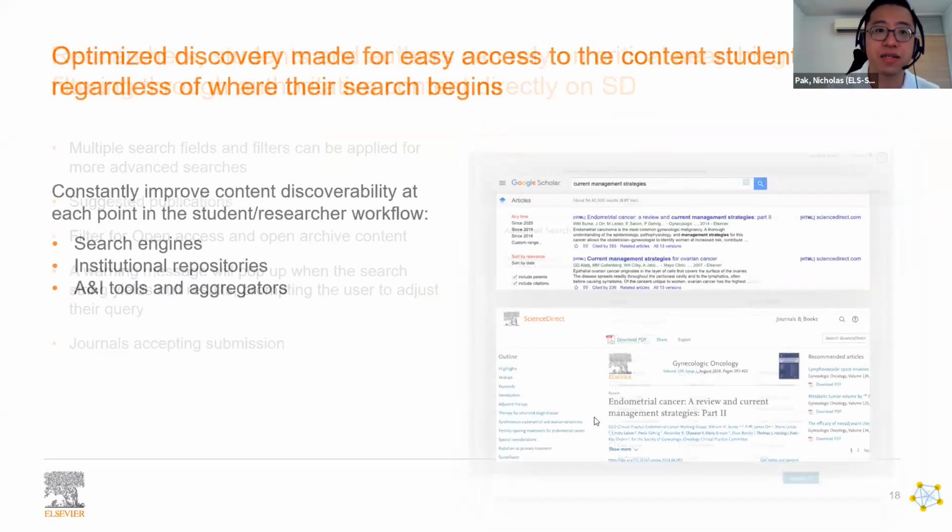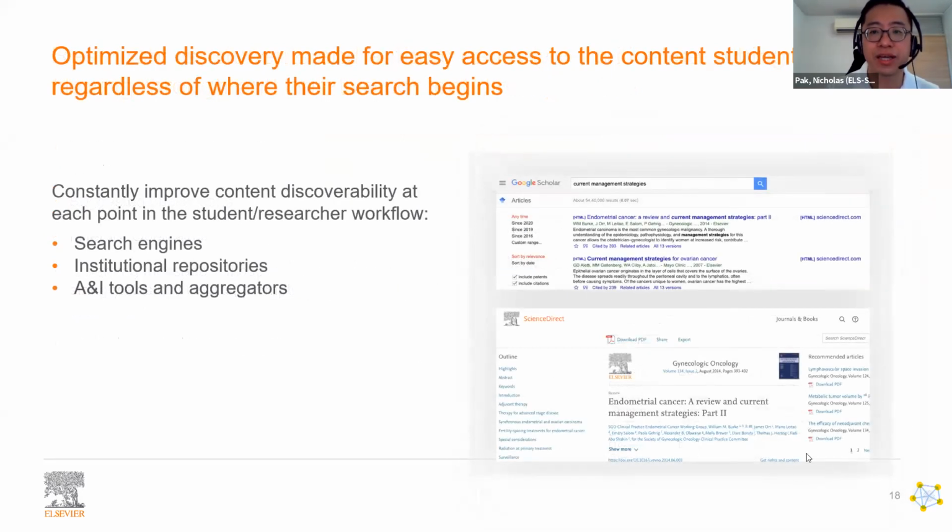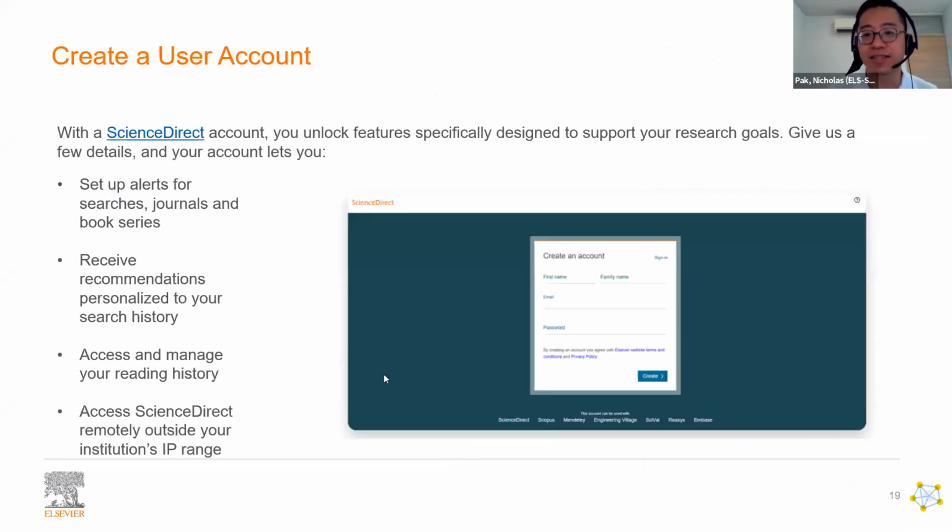The other thing that we have done is to optimize discoverability so that you can access the content regardless of where your search begins. We have partnered with Google, for instance, and this is what we call Google CASA, so that when you search using Google Scholar, you'll be able to identify and have access to the full text article on ScienceDirect straight away. So this really helps to improve content discoverability for you as well. We have also been working together with institutional repositories as well as A&I tools and aggregators such as Scopus as well as Web of Science.